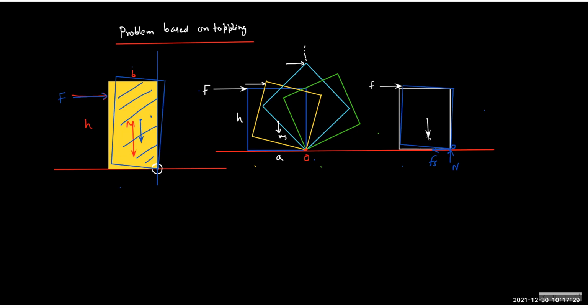And what I'm saying is, in every question of toppling, the rule is simple. We assume the system to be in equilibrium, and therefore certain relations we can always write, like F equals Fs and N equals mg. But this will never give you the condition for toppling. Why? Because the condition for toppling requires that it will topple this side.